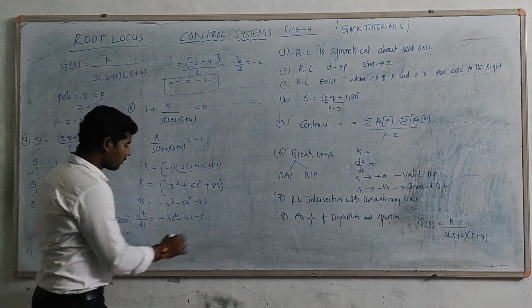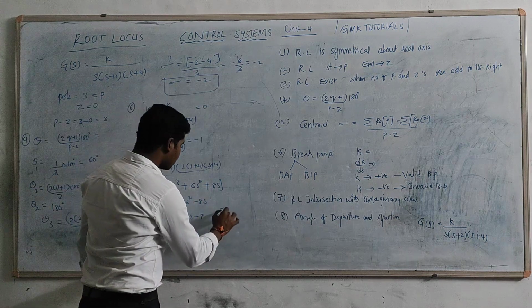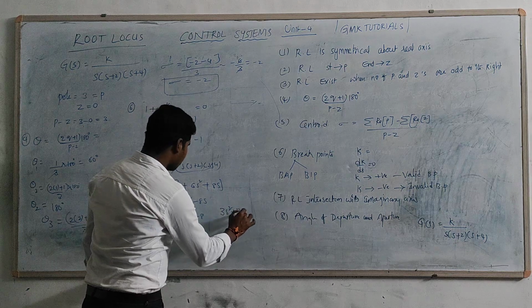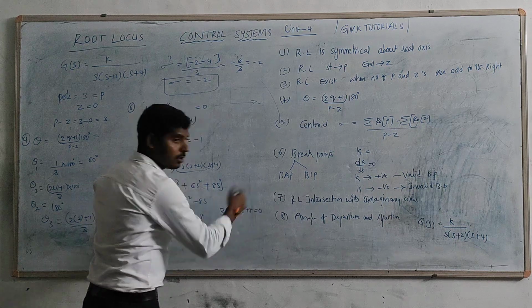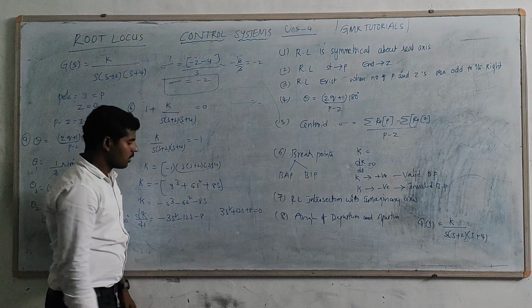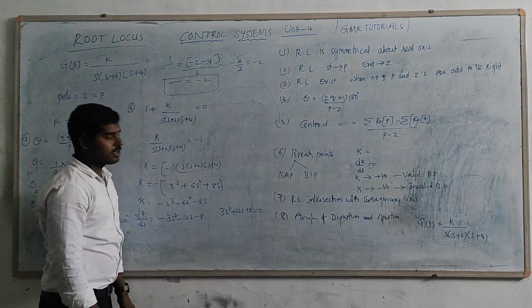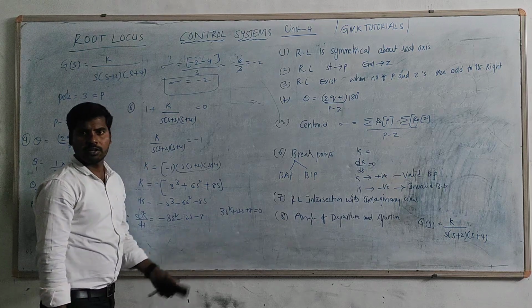Equate to 0. If you take the equation equal to 0, that means 3s square plus 12s plus 8 is equal to 0, after adjusting the signs. Obviously you don't have any factors, it is not possible, right? So you have to follow the quadratic formula method.